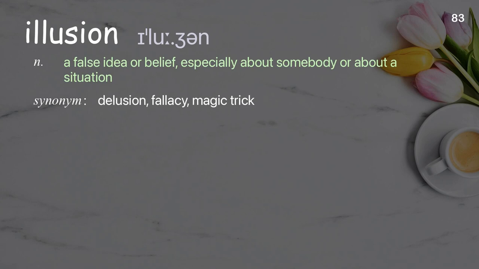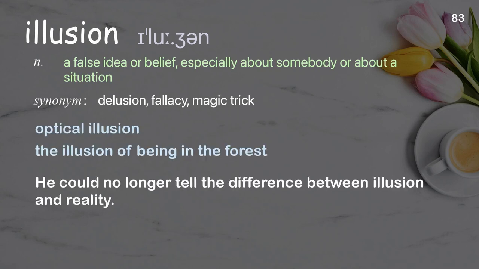Illusion. A false idea or belief, especially about somebody or about a situation. Examples: optical illusion. Illusion of being in forest. He could no longer tell the difference between illusion and reality.